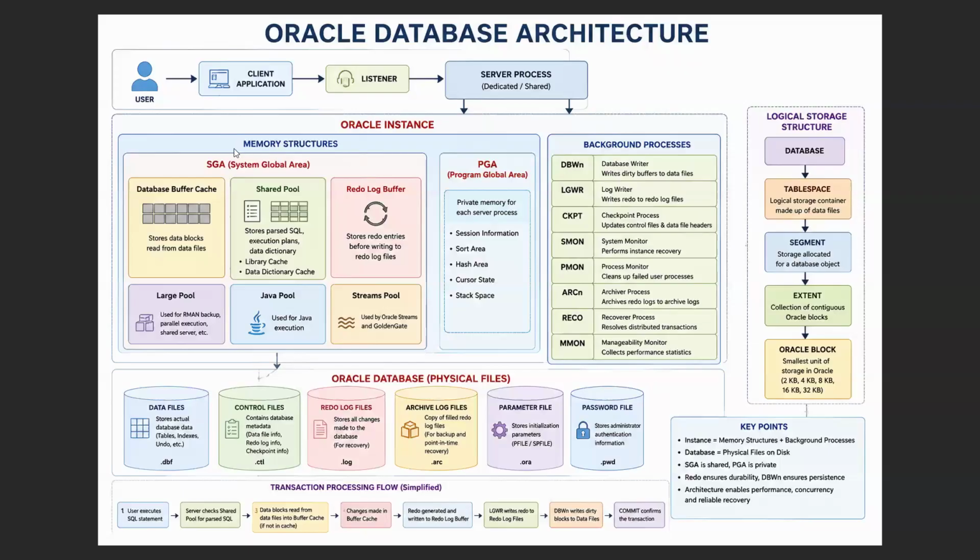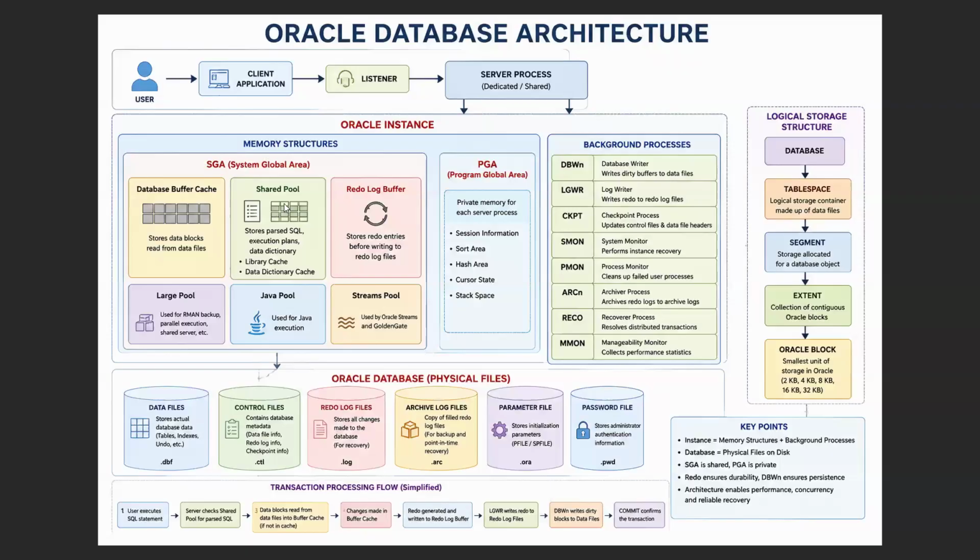Okay. First, memory structure. In the memory structure, the first one is SGA, System Global Area. It's common for all the sessions. If multiple users are connecting, they will share the SGA memory. What components does it contain? Database buffer cache. It stores the data blocks read from the data file. Whatever data is read from the data file, it stores those data blocks. It's a buffer cache.